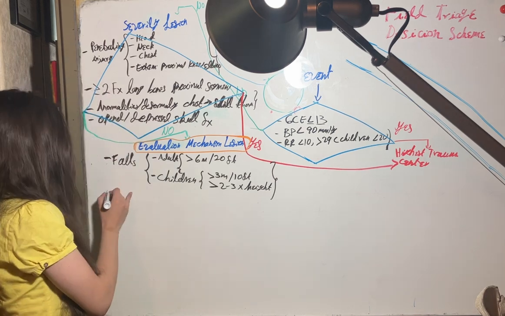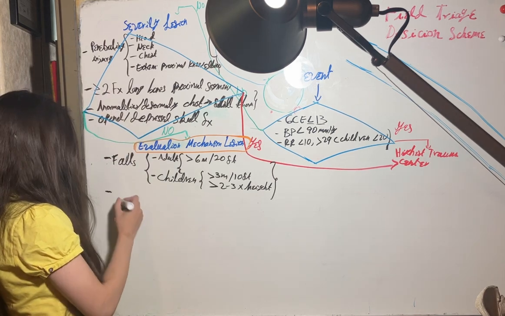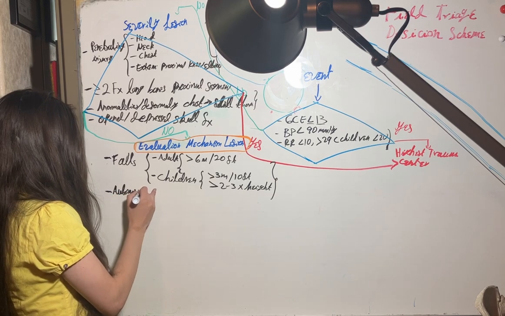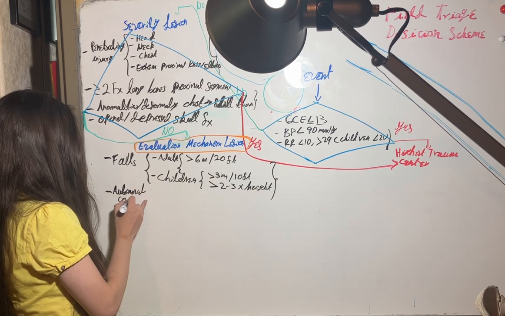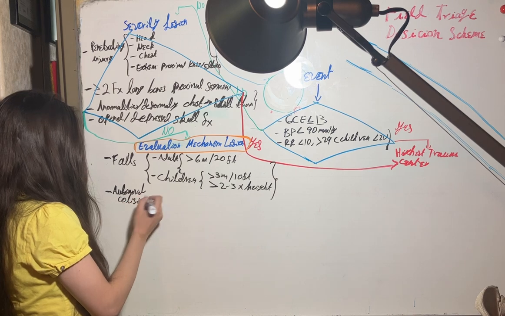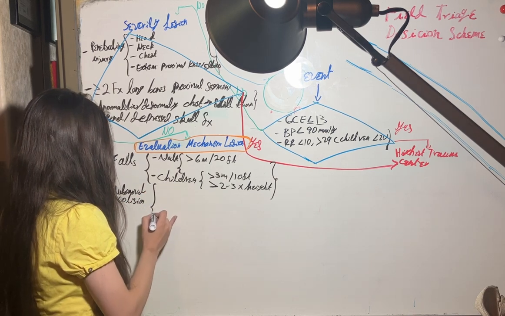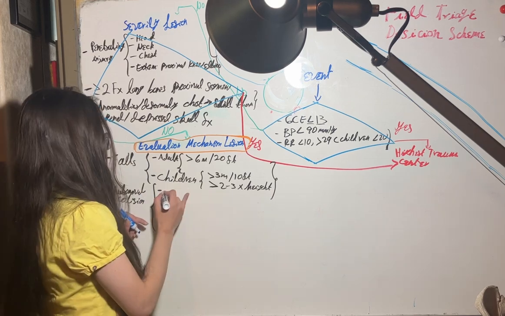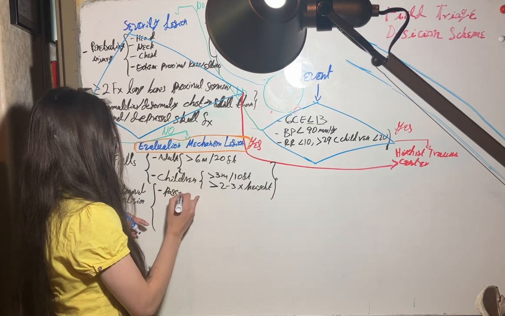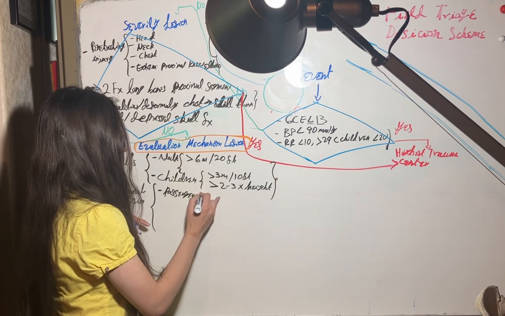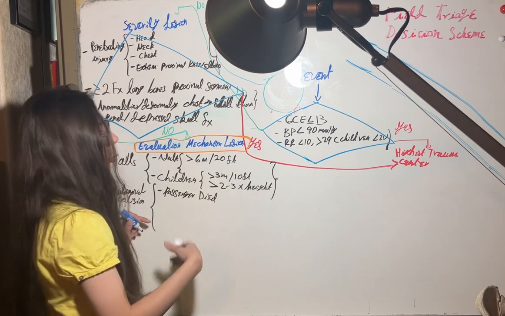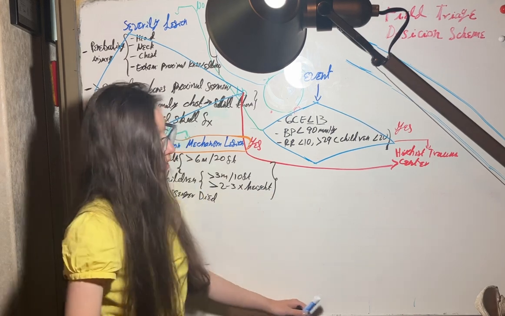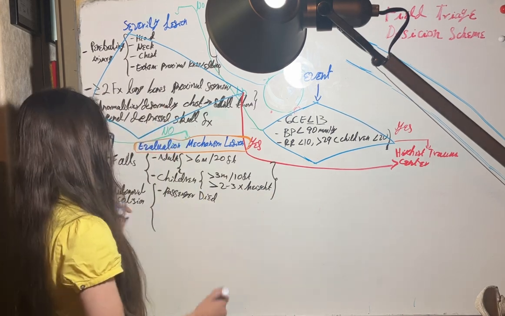Another consideration is automobile collision. So here, if we have that a passenger died, this suggests a high impact collision, so the patient should go to a trauma center if a passenger died.